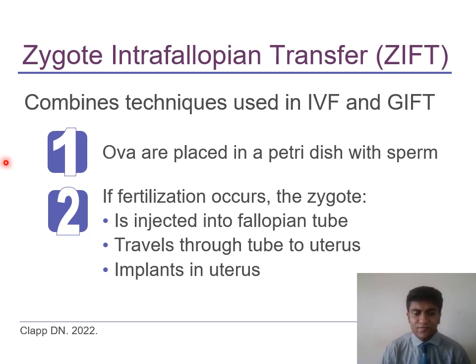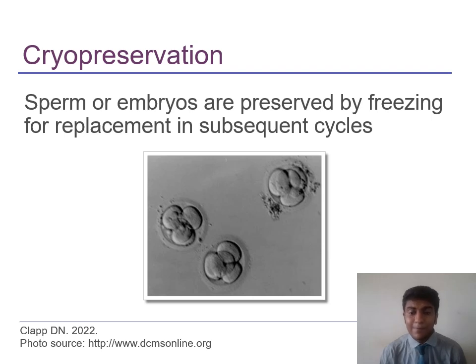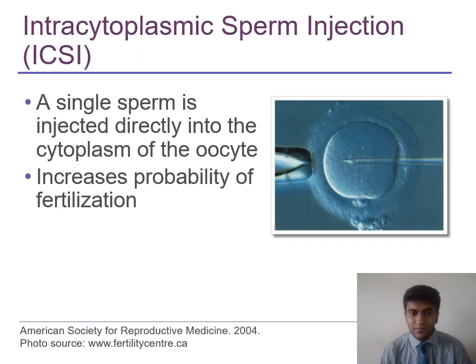The zygote intrafallopian transfer, ZIFT, technique is a common technique in IVF and GIFT. The ova are placed in the petri dish with the sperm. There is fertilization, and then zygote formation occurs, and it is injected into the fallopian tube. It travels to the uterus, and finally there is implantation. Cryopreservation, here you can see examples of how eggs are being cryopreserved, and then some of the sperm or embryos are preserved by freezing for replacement in subsequent cycles.